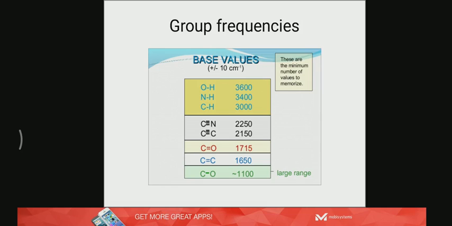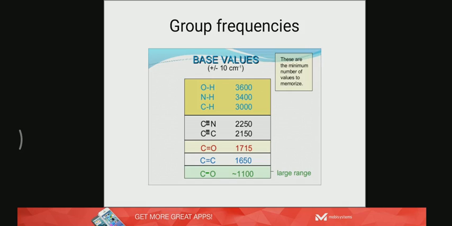C triple bond N and C triple bond C comes around 2100 or 2200. C double bond O, that's the carbonyl group, which is the most important functional group, giving the most intense peak in the IR spectrum, has the value 1715. C double bond C, which comes in alkenes and aromatic rings, you get a stretching frequency of 1650. And C single bond O comes around 1100.